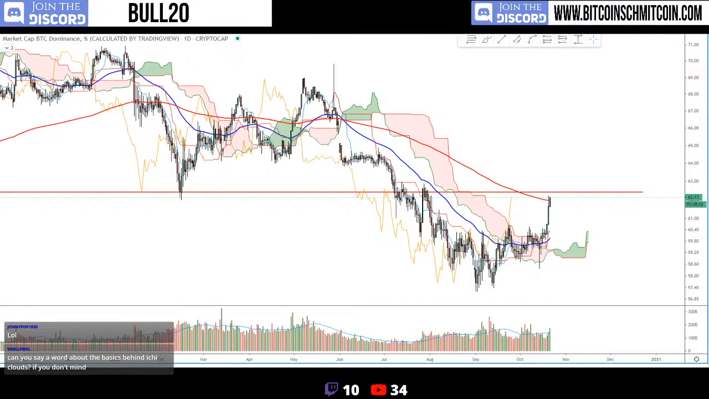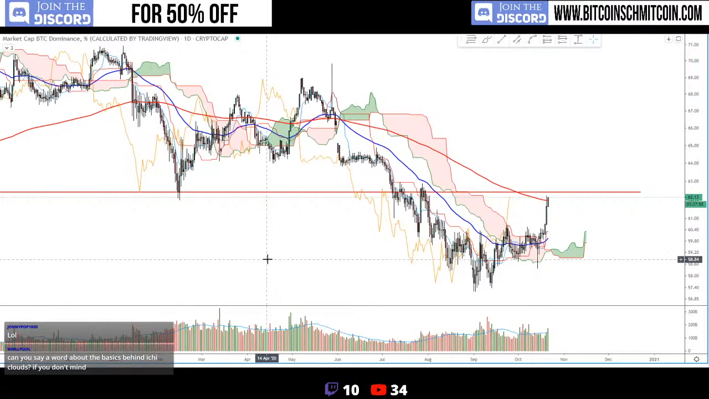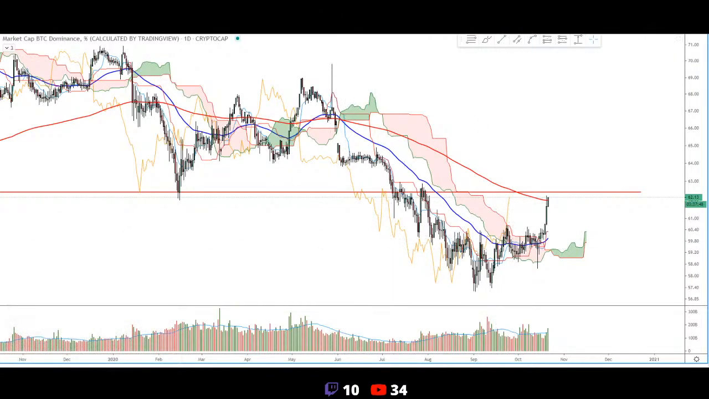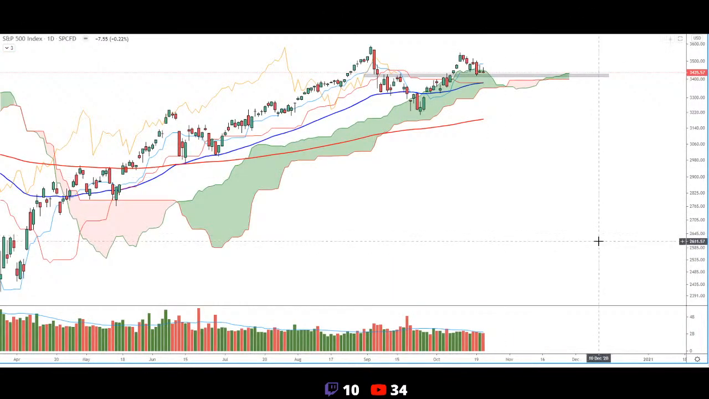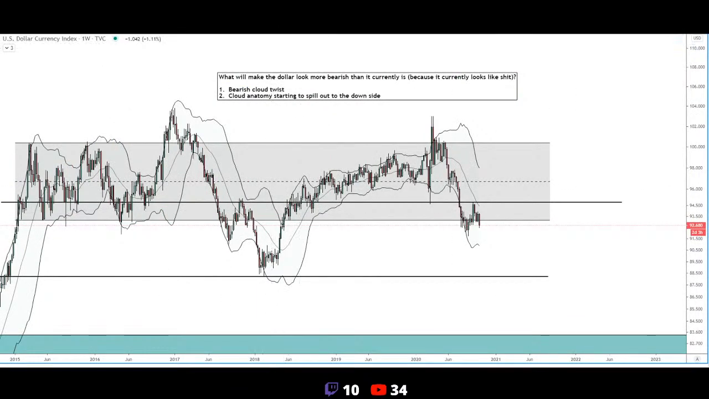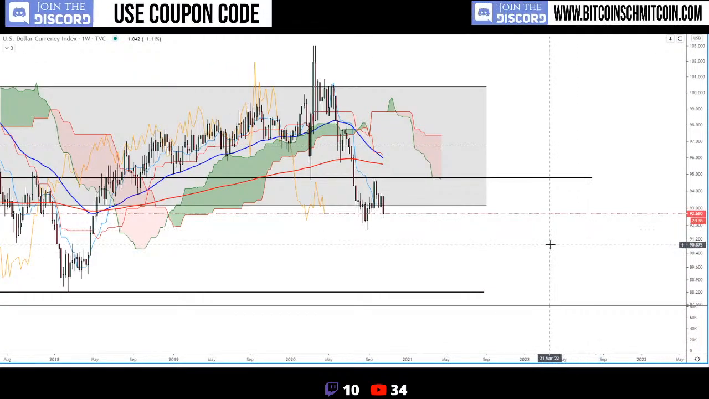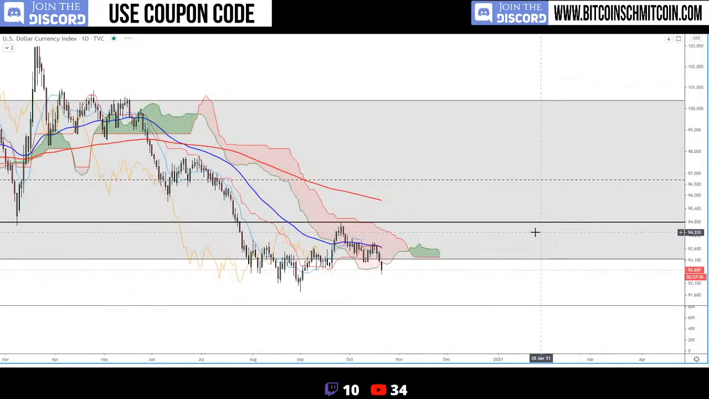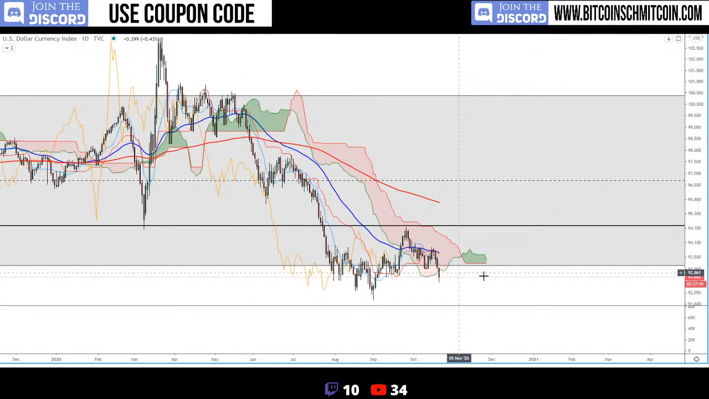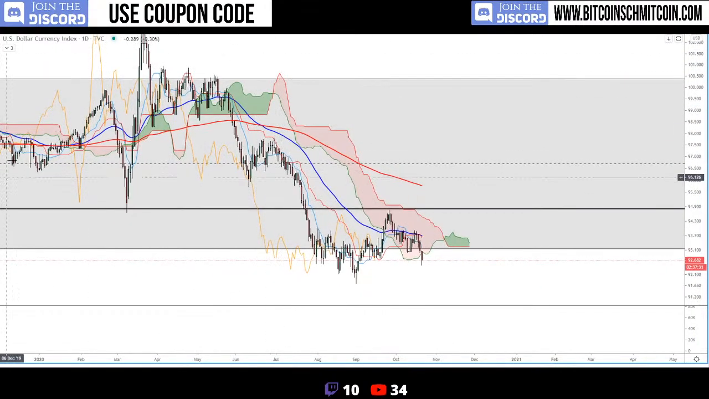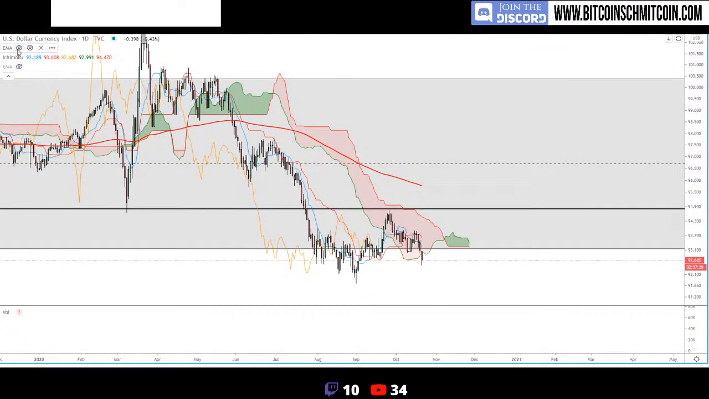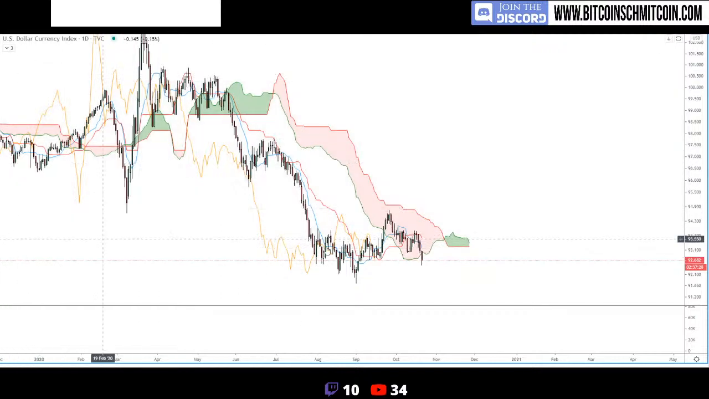Can you say a word about the basics behind Ichimoku clouds, if you don't mind? Yeah. So I'm trying to think of what is a good chart to do that. Let's go to the daily chart on Dixie. So, cloud anatomy, this is just the cloud anatomy here, okay?